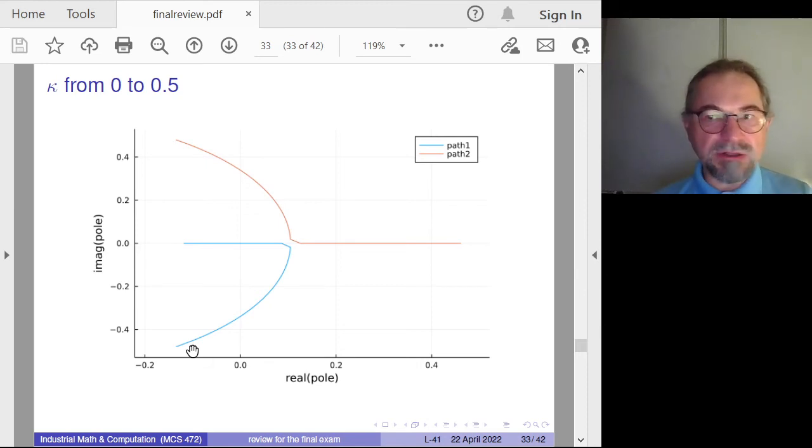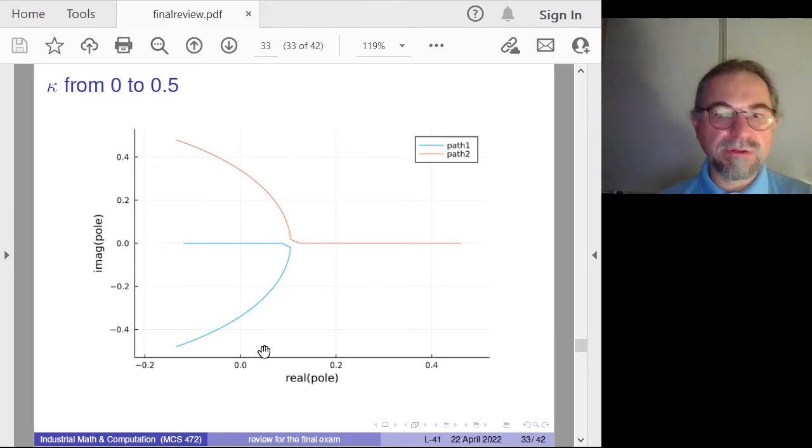So the answer asks you to apply the root locus method. One can play a little bit with the value of kappa. Here we have a critical value, which is when the blue and the red curve actually go through zero, make these root plots go to zero.